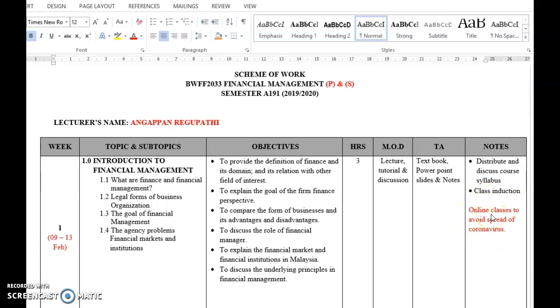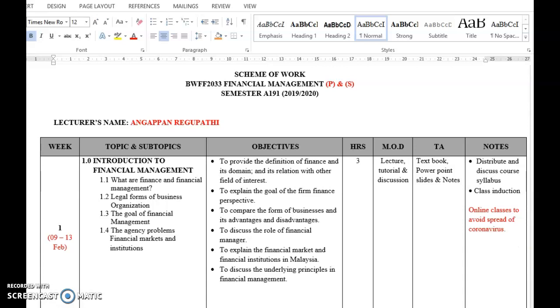For this week, face-to-face classes are cancelled, and these are replaced with online classes. This is to avoid the spread of coronavirus, which is becoming a major issue in our country now. So to avoid the spread of this infection among students, I've decided not to have the face-to-face class. So we'll manage with online classes for the first 2 weeks.